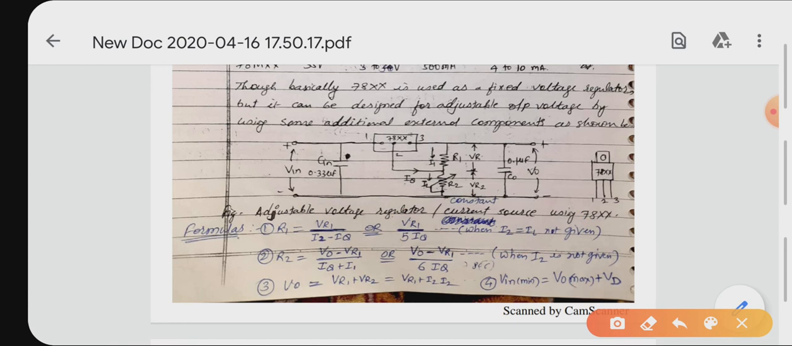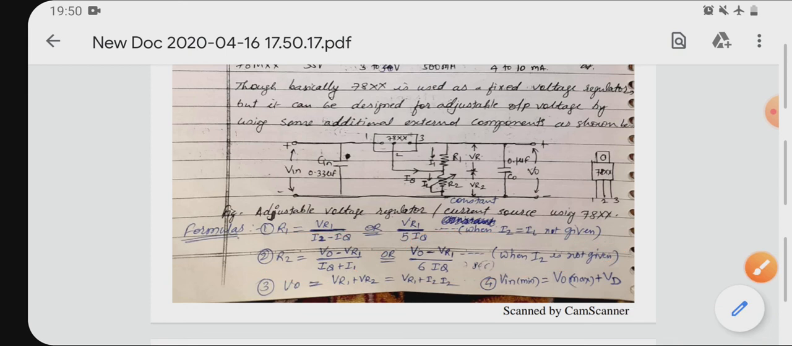Similarly, the formula for R2 is equal to (VO minus VR1) divided by (IQ plus I1), and it is also equal to (VO minus VR1) divided by 6 IQ. The second formula is to be used when I2 is not given in the problem. So R2 is a variable resistor which is acting as a load resistor, and I2 is therefore the load current deciding the output voltage.